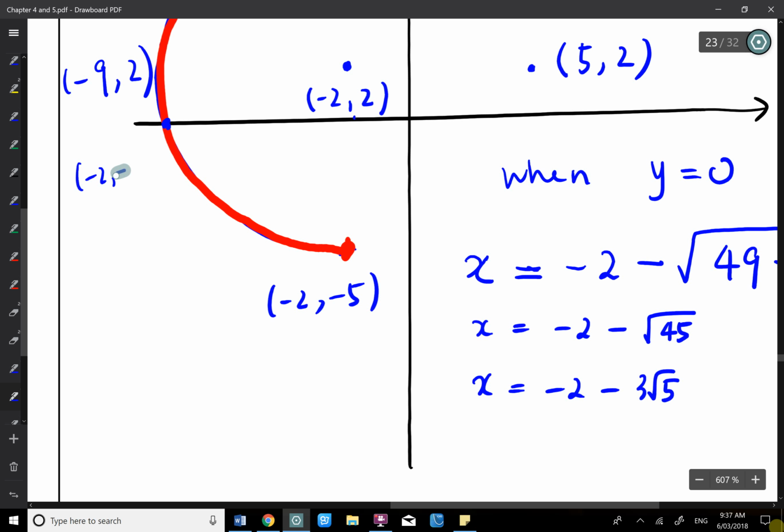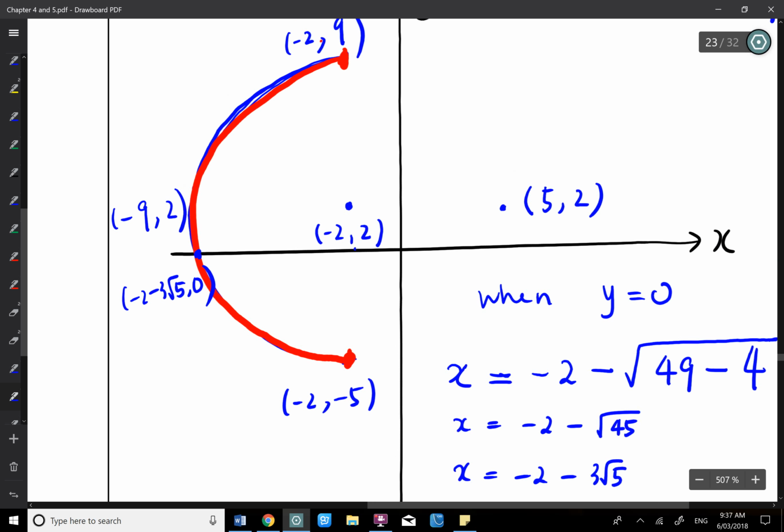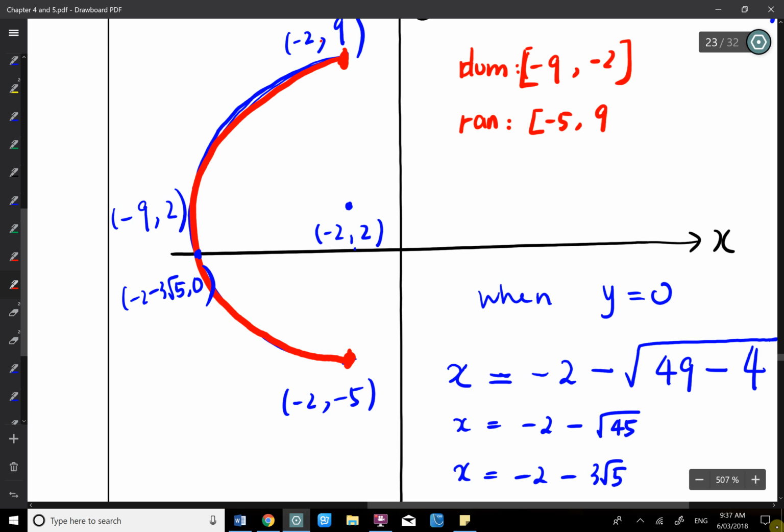-2 minus 3 root 5, comma 0 here. That's the x-intercept. And I don't need this point. And I can see my domain will be -9 to -2 inclusive, and the range will be -5 to 9 inclusive as well.